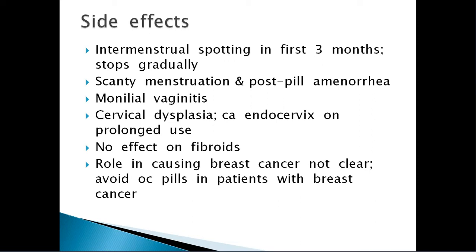Whereas endocervical dysplasias can occur because of the hormones and on prolonged use. So these dysplasias have been seen to go into endocervical cancer on prolonged use. Yes, there is no effect on uterine fibroids because, though fibroids depend on production of estrogens, the amounts of estrogens we use in these OC pills are very small, so there is no effect. And as I told you before, breast cancer, the role is not clear, so we avoid OC pills in patients with breast cancer.